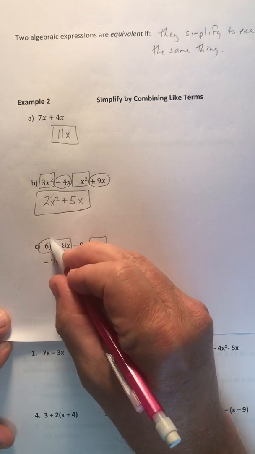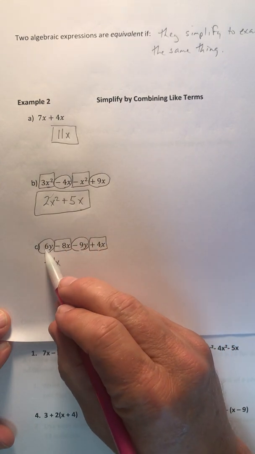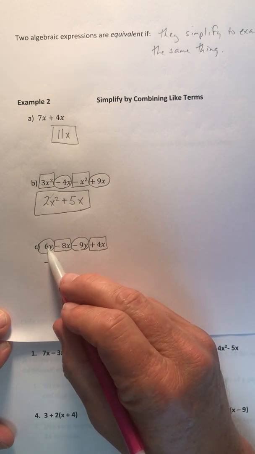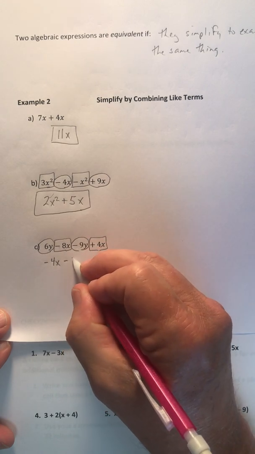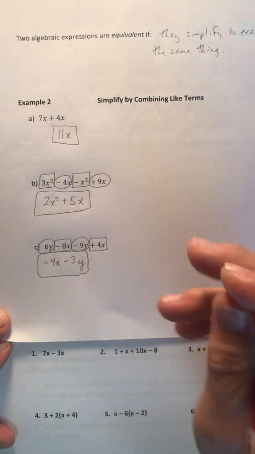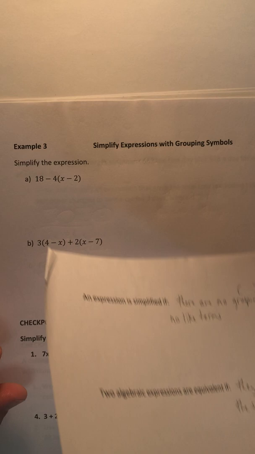All right, and then we have a 6y and a negative 9y. Again, this is positive, this is negative, so signs are different, so we subtract. 9 minus 6 is 3. Take the sign of the bigger number, which is negative, so it's going to be a negative 3y. All right, and that's how you simplify them, by combining like terms.